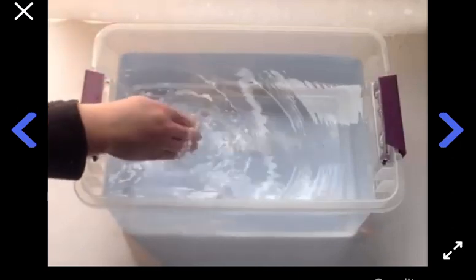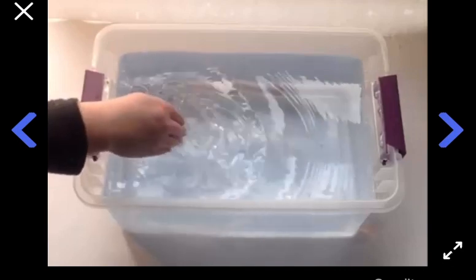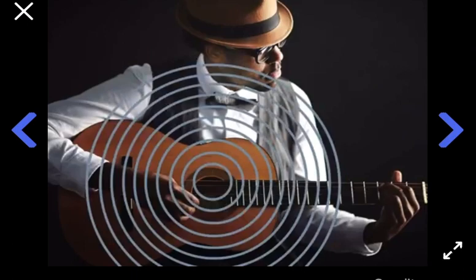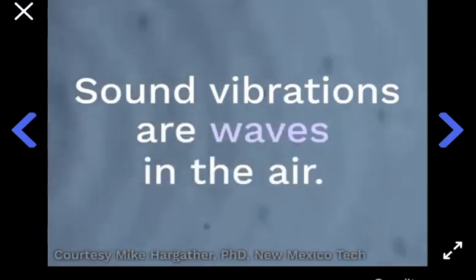When I vibrate my hand on the surface of water, it creates a ripple or wave that spreads outward from the vibration, like this. And just like in water, when a sound maker vibrates the air, the vibrations travel outward as ripples or waves of air. So sound vibrations are traveling waves in the air. Sound is a wave. You've just seen visual proof of it.